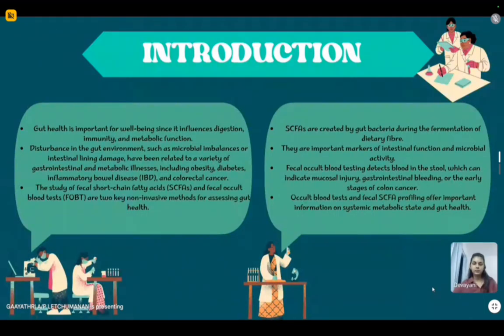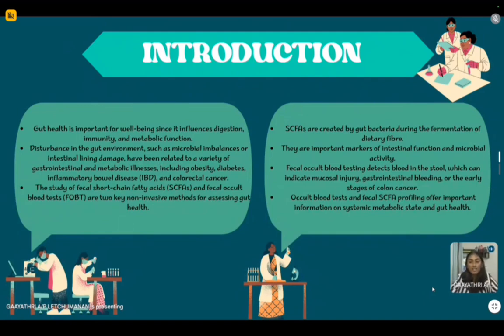Next is introduction. Gut health is very important for well-being since it influences digestion, immunity, and metabolic functions. Disturbances in the gut environment, such as microbiome imbalance or intestinal lining damage, have been related to a variety of gastrointestinal and metabolic illnesses, including obesity, diabetes, inflammatory bowel disease (IBD), and colorectal cancer. The study of fecal short-chain fatty acids and the fecal occult blood test are two key non-invasive methods for assessing gut health.